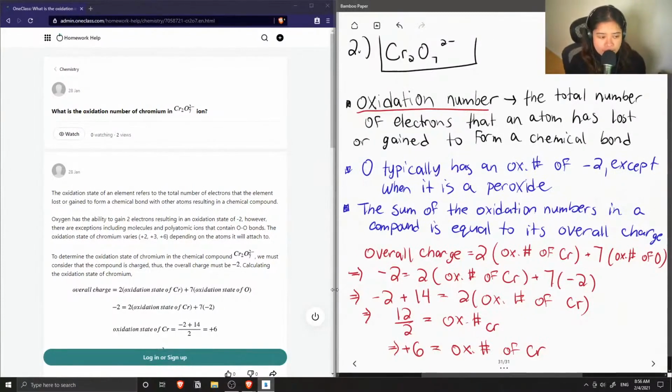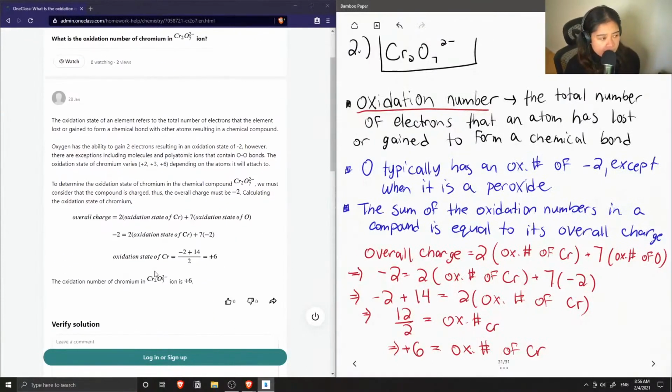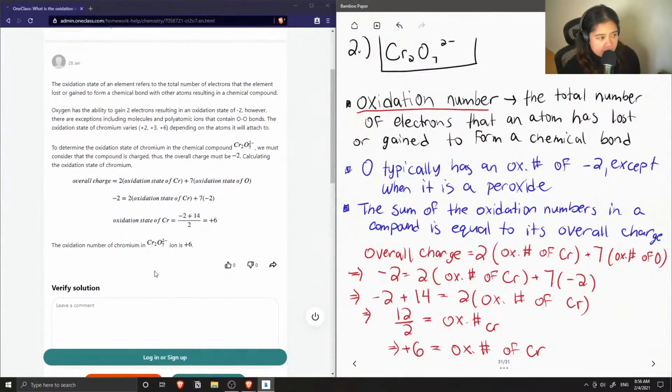Okay, so let's see what the junior tutor said. The oxidation state of an element refers to the total number of electrons that the element lost or gained to form a chemical bond with other atoms, resulting in a chemical compound. Oxygen has the ability to gain 2 electrons, resulting in an oxidation state of -2. However, there are exceptions, including molecules or polyatomic ions that contain oxygen-oxygen bonds.